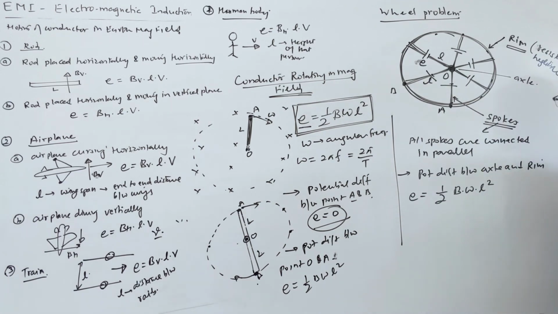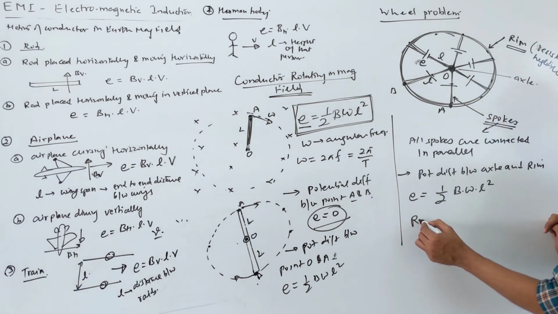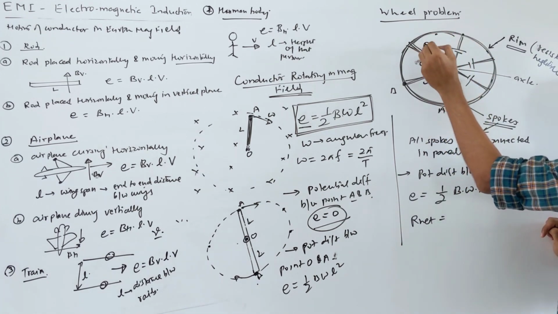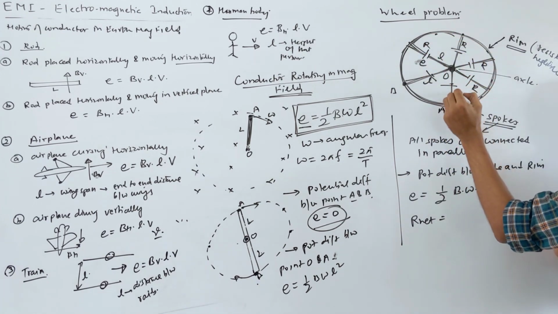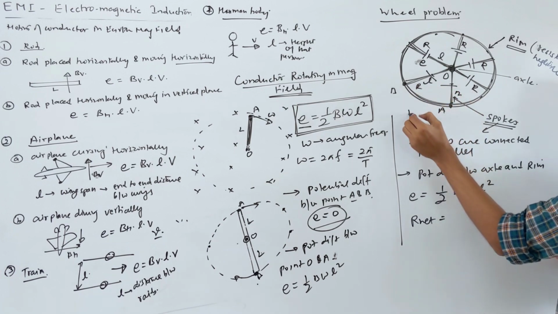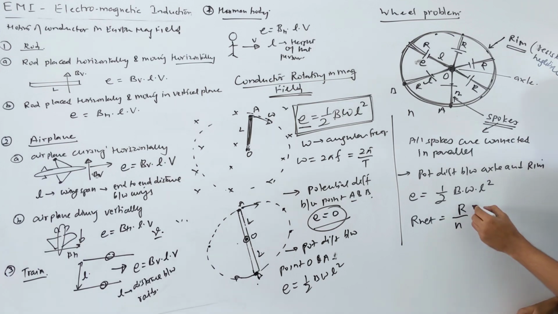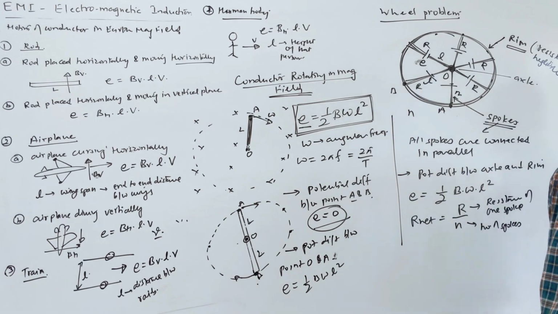If they ask for current, then you need the net resistance. What is the net resistance of the circuit? Watch here: all the spokes, each with resistance R, are connected in parallel, and we have N spokes. The net resistance becomes R by N, where R is the resistance of one spoke and N is the number of spokes. Similar resistances connected in parallel, so directly we can find the net resistance, simply R by N.